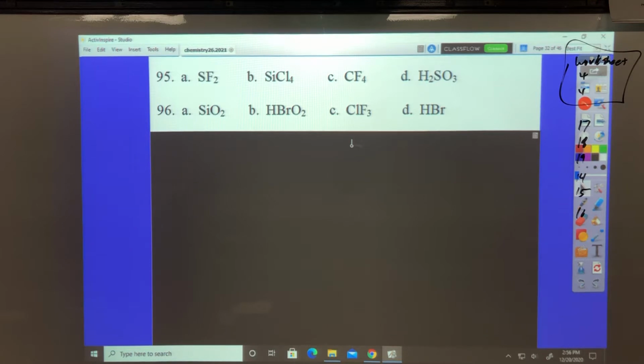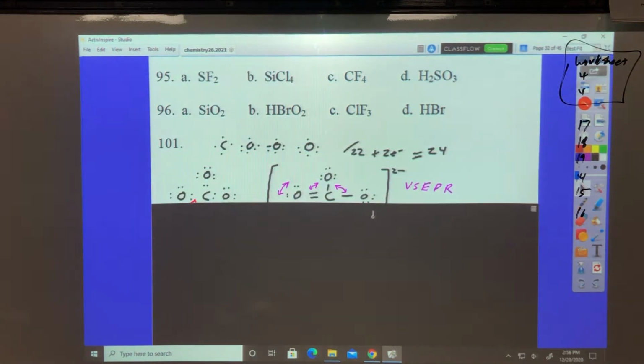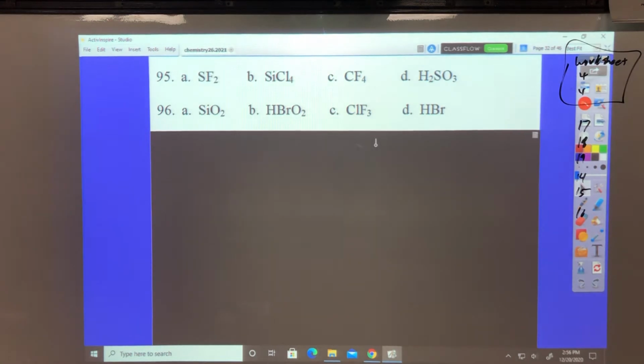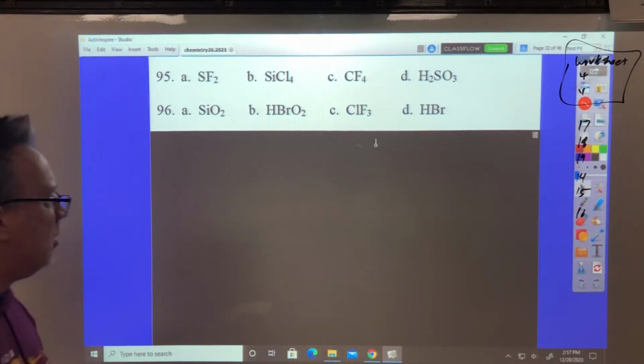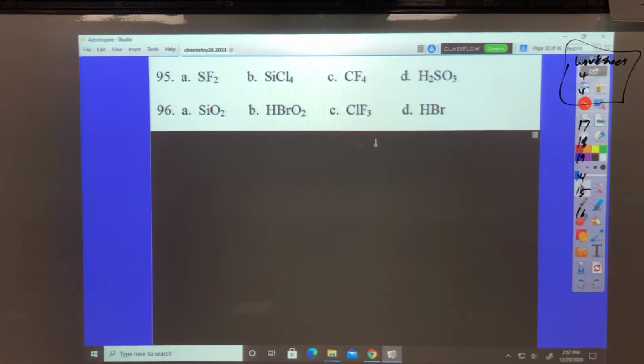96, write the formula for each molecule. Silicon dioxide is SiO2. That's a major component of glass. Silicon tetrachloride, SiCl4. Whoops, I'm on the wrong thing. 96, bromous acid, HBrO2. Chlorine trifluoride, ClF3.